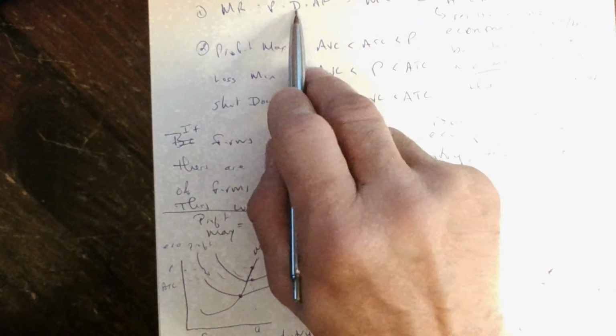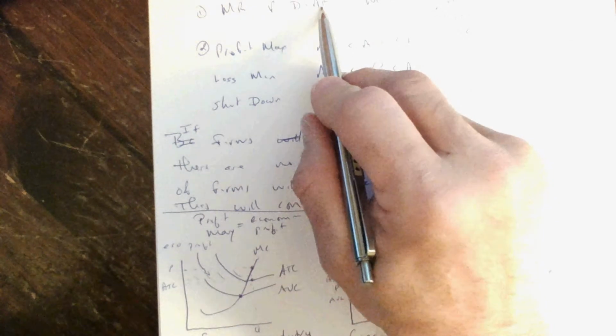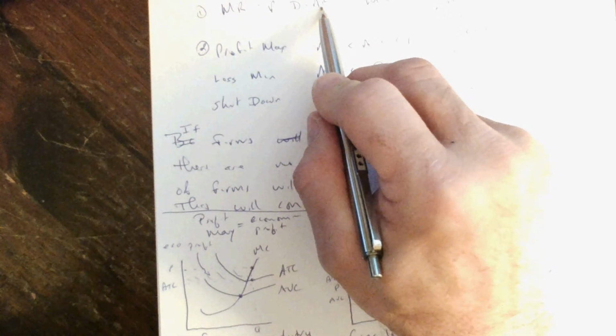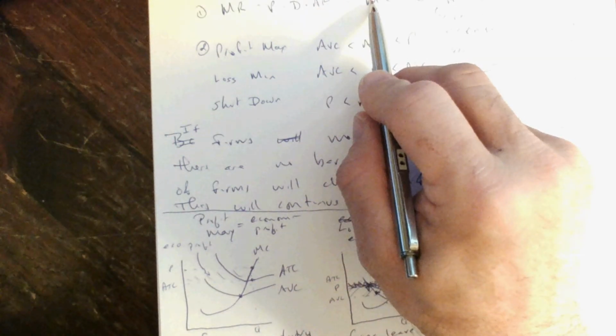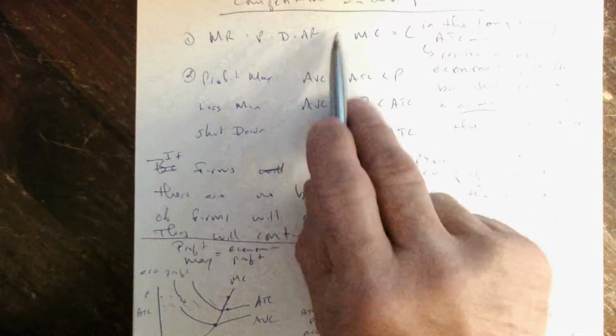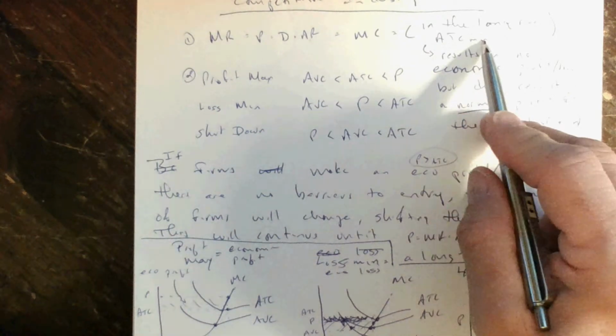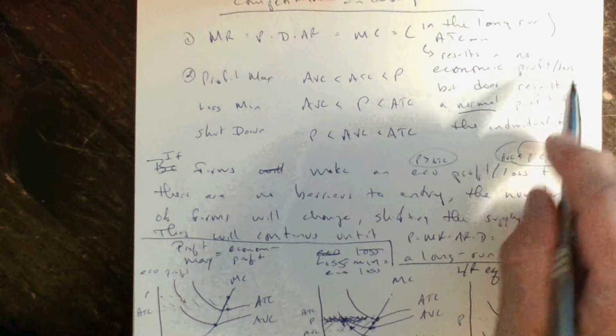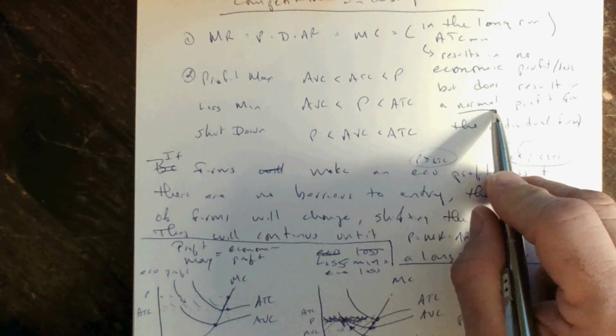We want to find marginal revenue, which also equals price equals demand equals average revenue, because of the perfectly elastic demand curve a purely competitive firm has. We want to set that equal to marginal cost. That's going to give us the price quantity combination that firm will produce. Now, in the long run, these are also going to equal average total cost min. That's going to eliminate economic profit and loss. It will leave the firm with a normal profit.